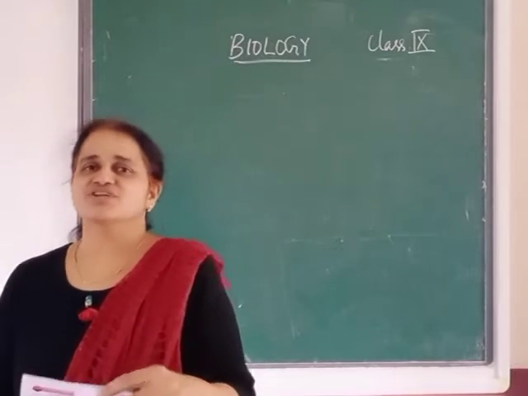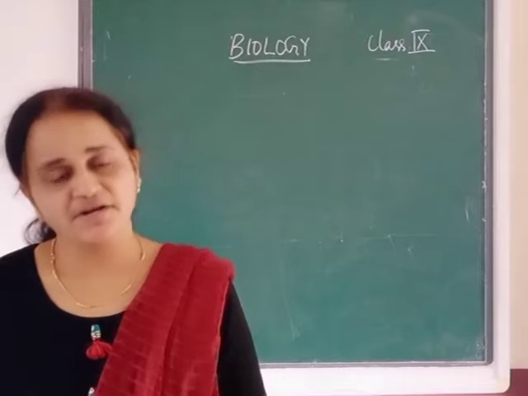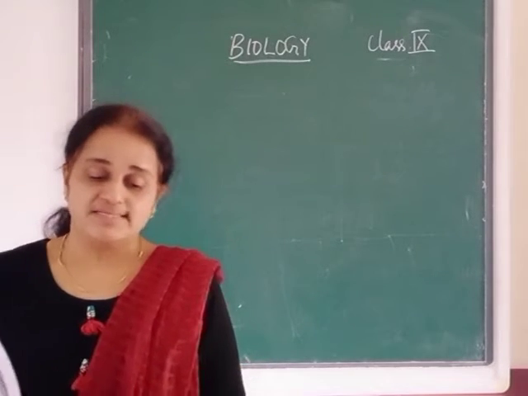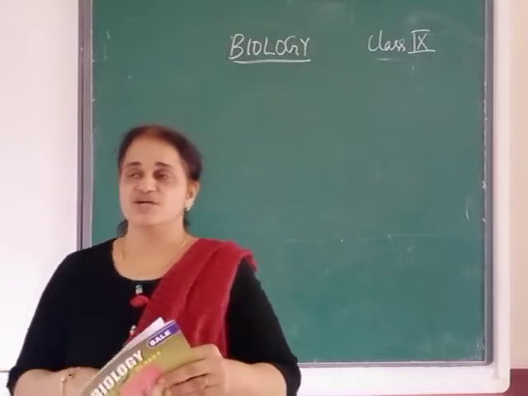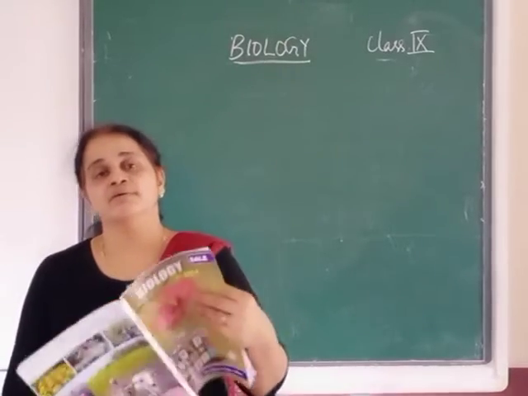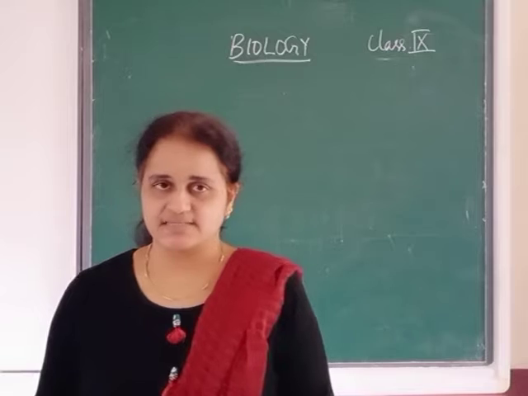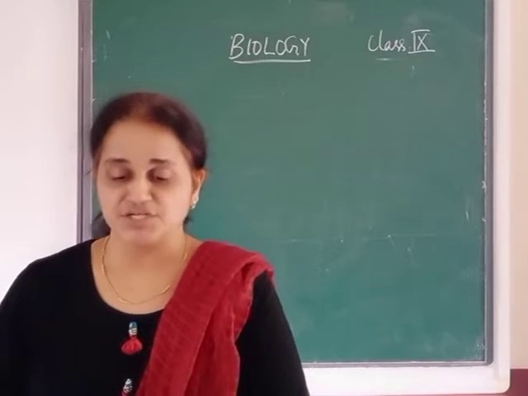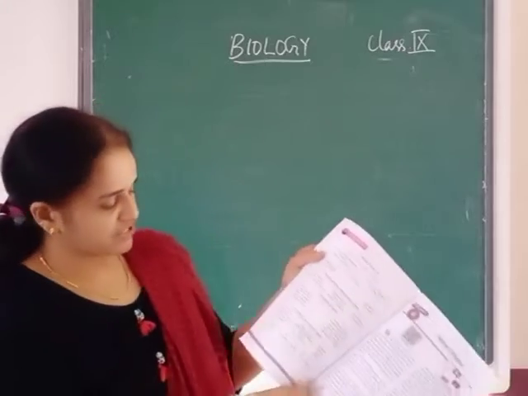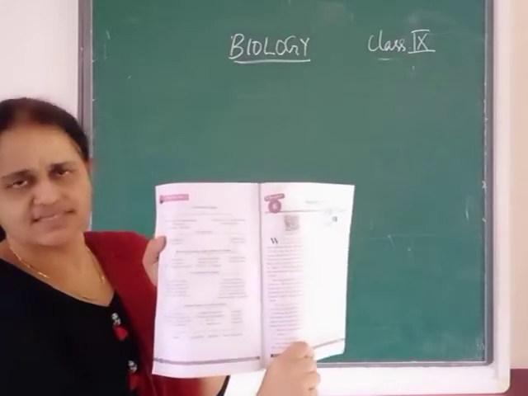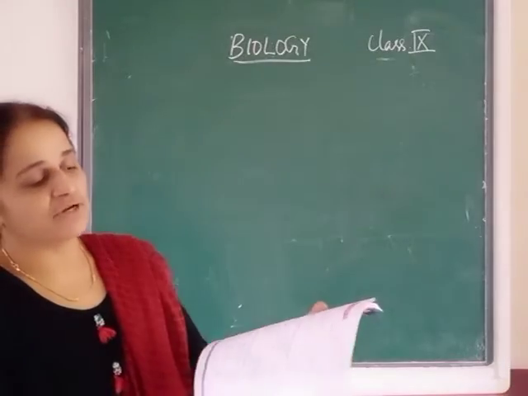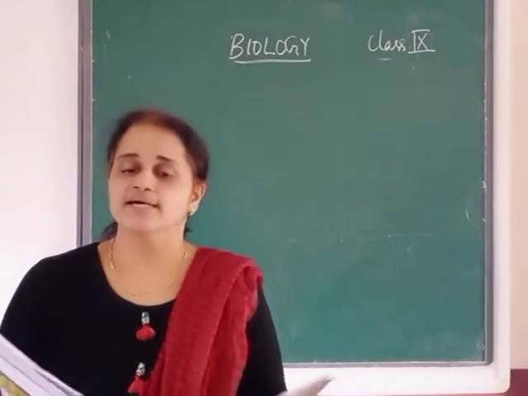The classification of animals. Already we started with the classification of animals. We started with the cellular level of organization. Now when we do classification, there are two levels. The first level is the cellular level. The second level is the tissue level. If you go to page number 74, you can clearly see the classification of animals or the kingdom Animalia.